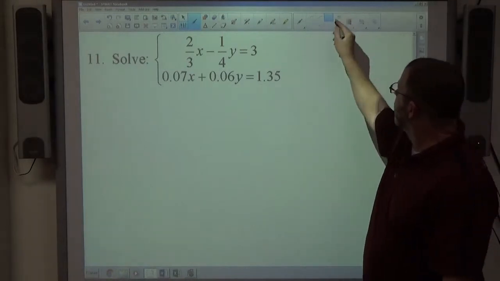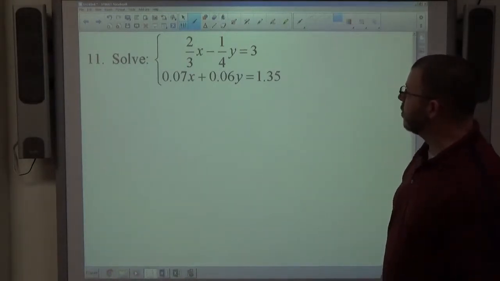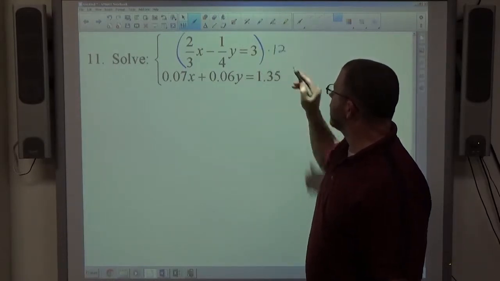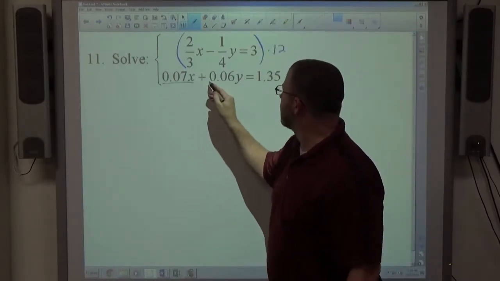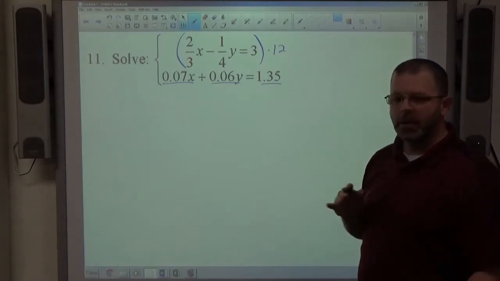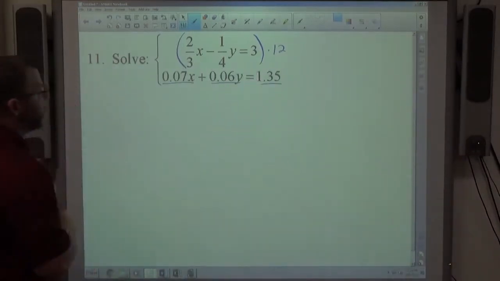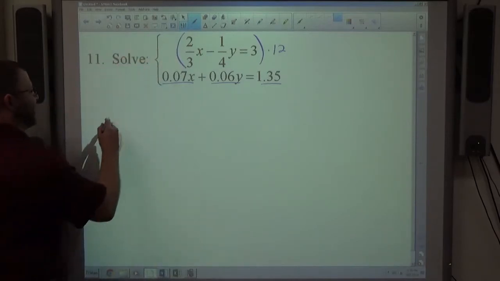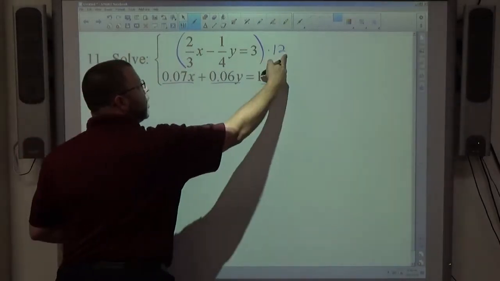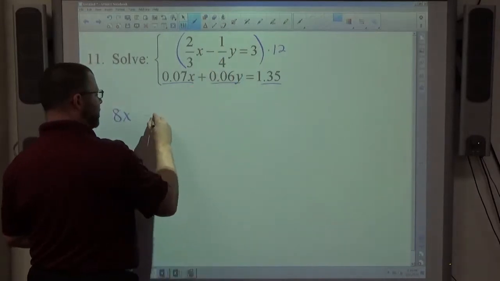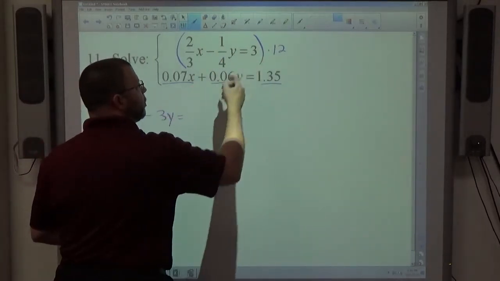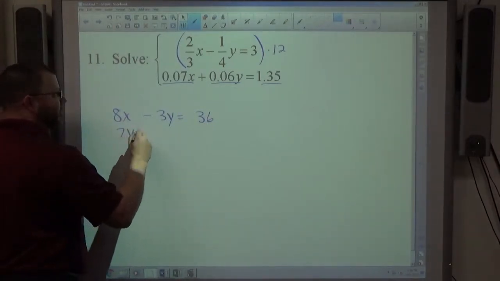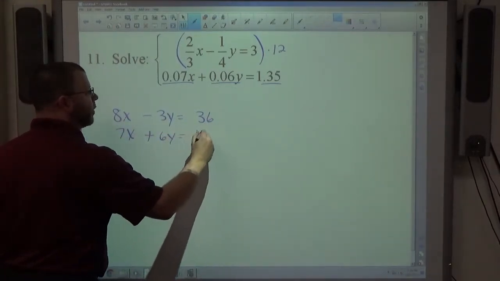Number 11, we have a fraction and a decimal equation in a system of equations. First thing I want to do is multiply by the common denominator, and I want to move every decimal point 2 spaces to the right in order to get the fractions and decimals out of the problem. So 12 divided by 3 is 4 times 2x is 8x for this one. 12 divided by 4 is 3 times negative y makes negative 3y for that one. And 3 times 12 is 36. On the bottom I'm going to get 7x plus 6y is equal to 135.